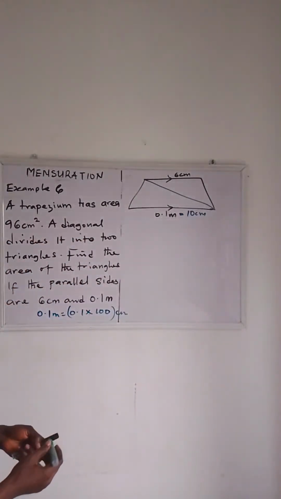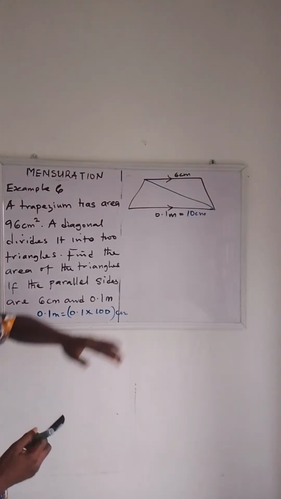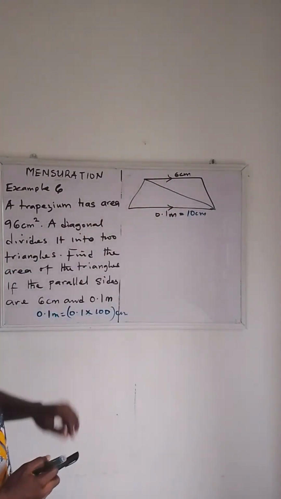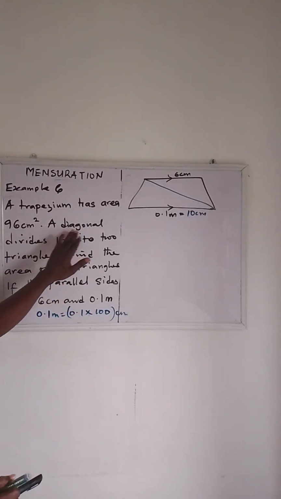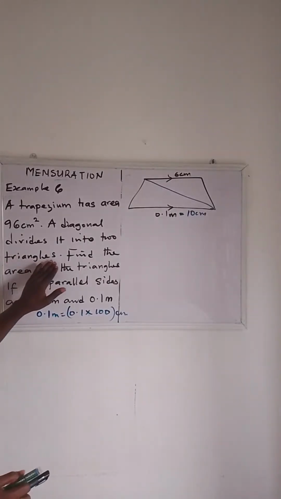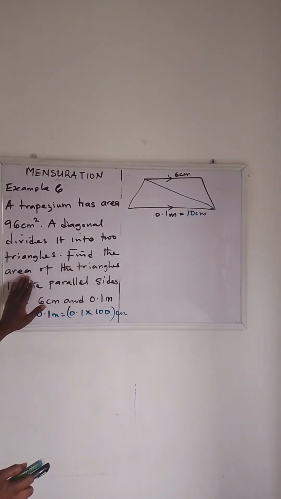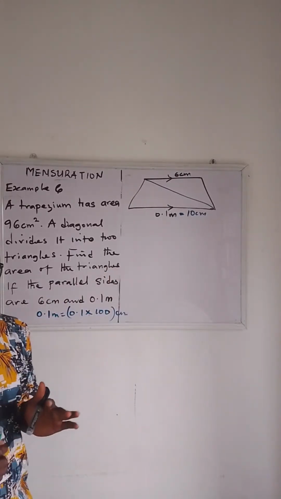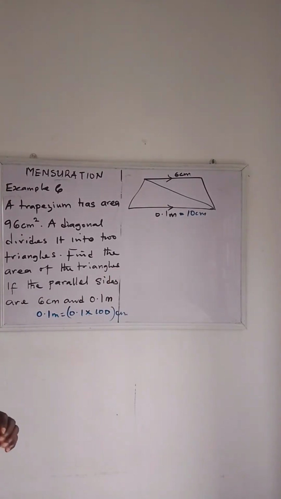Dividing this trapezium into two triangles. The diagonal divides it into two triangles. Now we have to find the area of the triangles. The first thing I'm going to do is get the ratio of the sides.